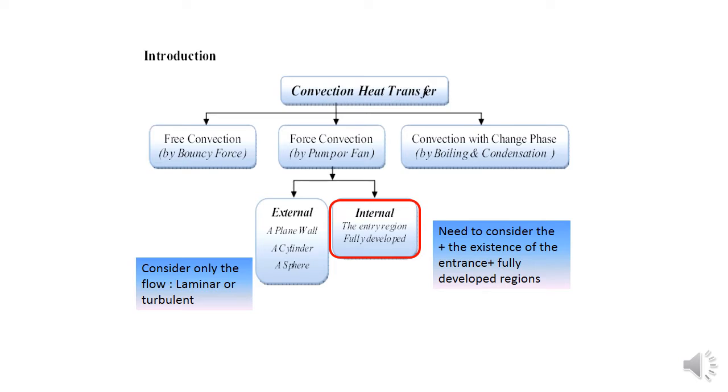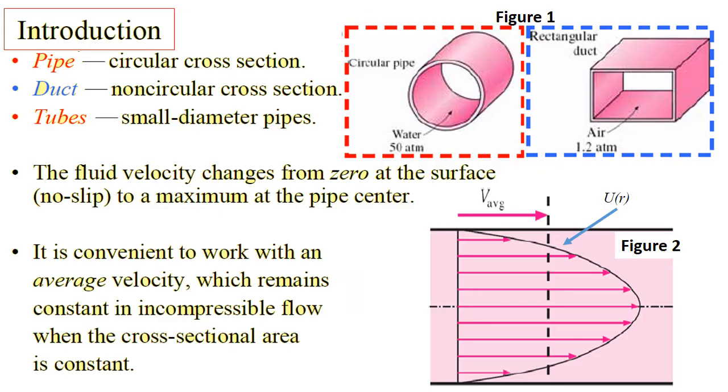Introduction, convection heat transfer. We have 3 types of convection heat transfer, which are free convection by buoyancy force, forced convection by pump or fan, and convection with phase change by boiling and condensation. For forced convection by pump or fan, I'm going to explain the internal flow, the entry region and fully developed region. We need to consider the existence of the entrance and fully developed regions, and we consider only the flow of laminar or turbulence.